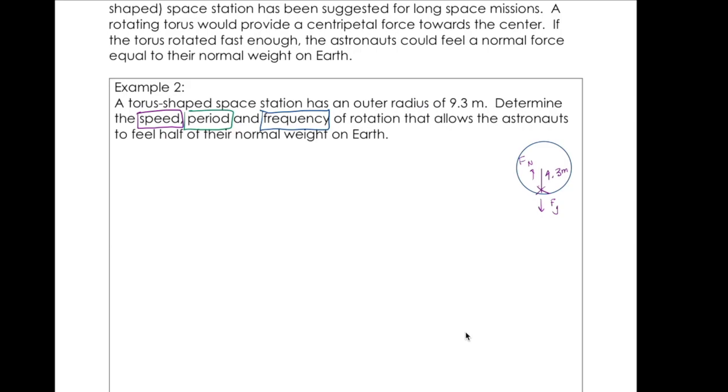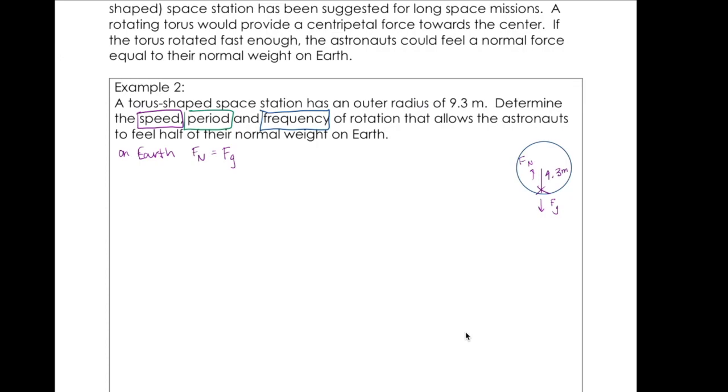So on Earth normally, our F of n equals our F of g, right? Because if the object is not accelerating, it's just sitting on a table, or you're just standing on the ground, the force of gravity pushing down on you is going to be equal to the normal force pushing back up.